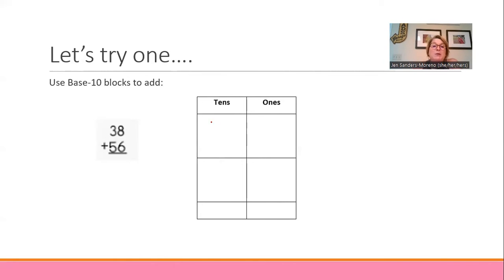But here we go. So we're going to start off with 38. And again, I'm just going to use dots so it goes a little bit faster. Okay, so this is 38, right? And then the other one is 56. So I need 5 10s and 6 dots.